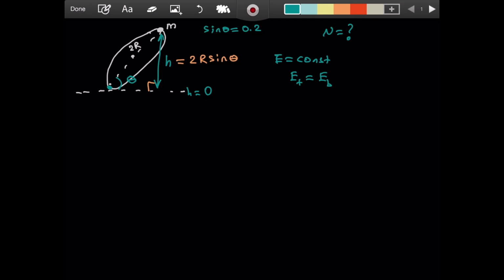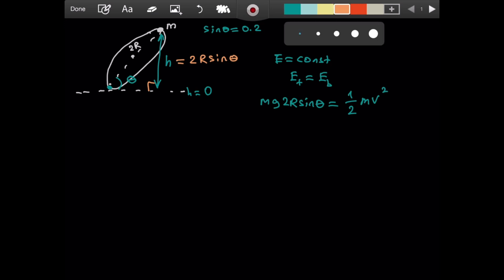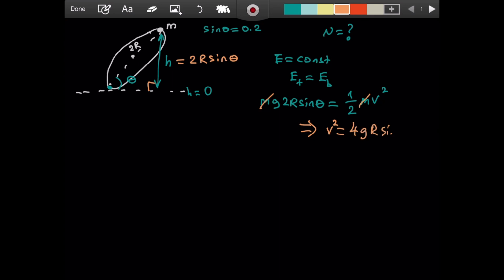So there is no kinetic energy. There is only potential energy, which is in the form mg times the height, which is 2r sine theta. This should equal, at the bottom, since we chose the dashed line to be the horizontal zero level, no potential energy, only kinetic energy in the form 1/2 mv squared. And here we see that masses cancel. That happens a lot in energy calculations. So we see that v squared equals 4gr sine theta.